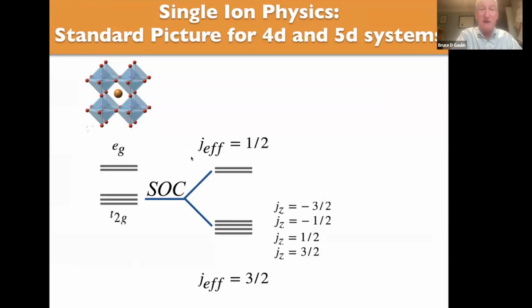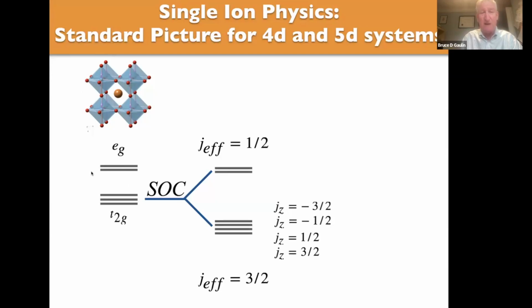So this is the standard picture for the single ion physics associated with 4D and 5D systems, and 3D for that matter. And so the idea, of course, we were talking about d orbitals. So we've got L equals 2. And in the absence of any perturbation, they're fivefold degenerate. But the crystal field associated with the octahedral environment will split this up into a T2G triplet and an EG excited state.